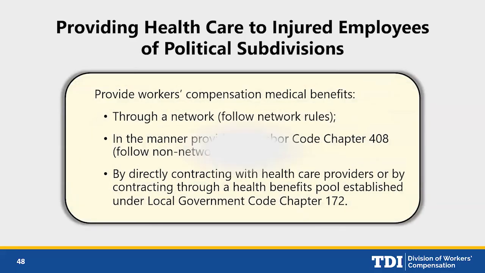For the polysubs, political subdivisions, again, it can do one of three ways. Through a network, that means you're going to have a contract, and you're going to follow the network rules, or non-network, which are the rates and all the rules associated with non-network, or directly contracting. Either way, your front desk people need to know who you're contracted with and what the contract says. So those are the three ways.